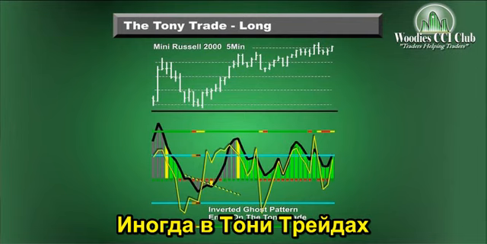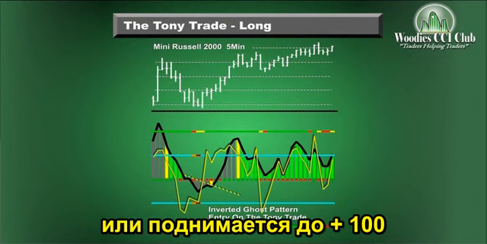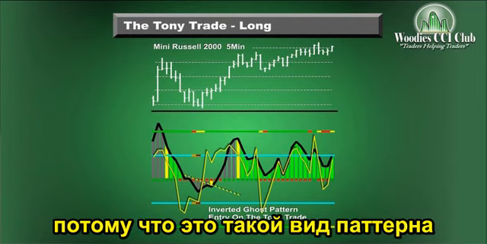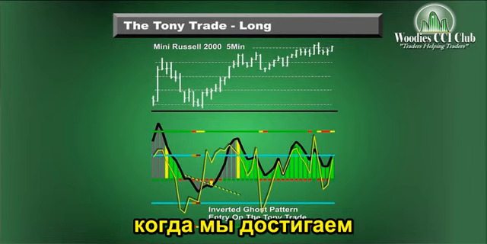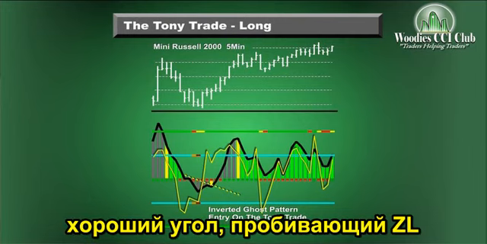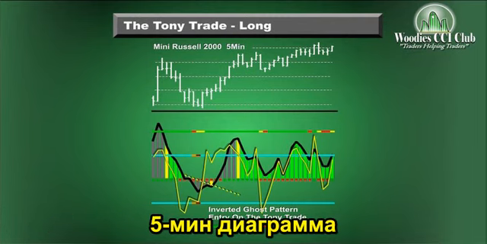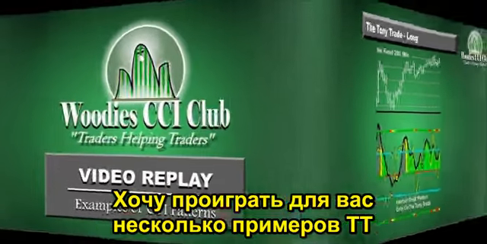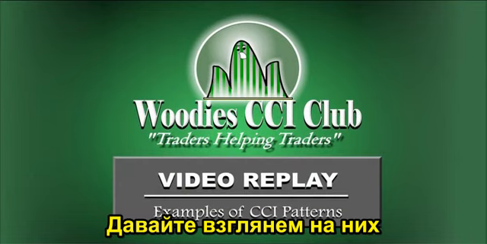So sometimes on these Tony trades, none of these bars could get to the minus 100, or up to the plus 100 for a down move. And sometimes we'll get some kind of a pattern there, and if you get some kind of a pattern, that just adds credibility. And when you get that good line, good angle breaking through the zero line, that's what you look for as a trader. Again, this was on the Mini Russell 2000 5-minute chart, and it picked out a very nice trade for you. Now I'm going to replay some examples of the Tony trade, and we'll take a look at that.